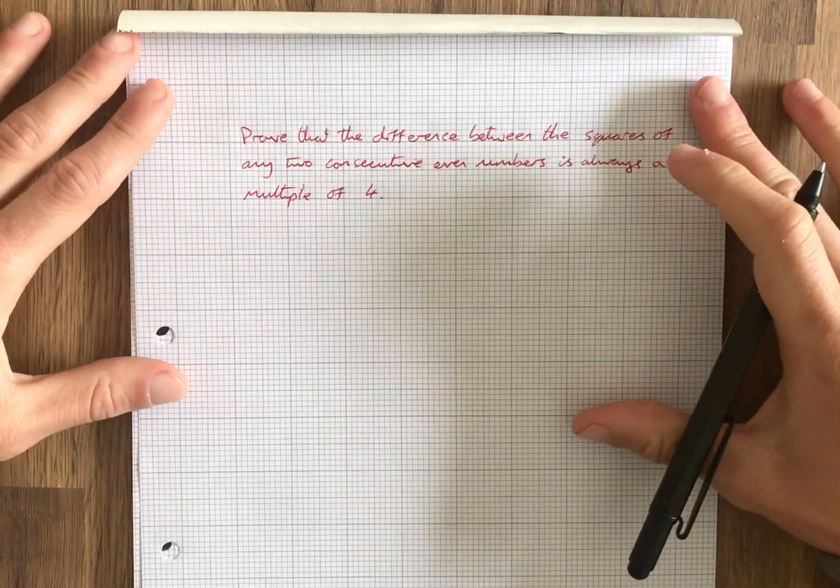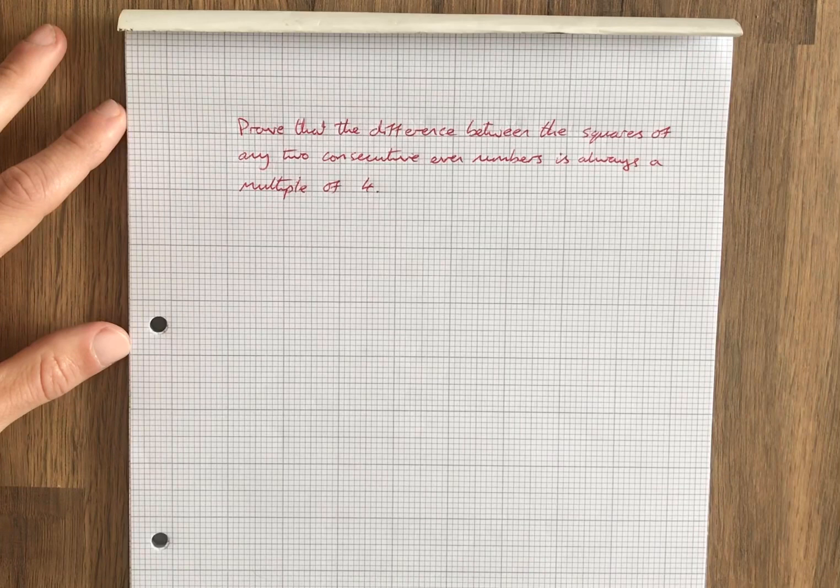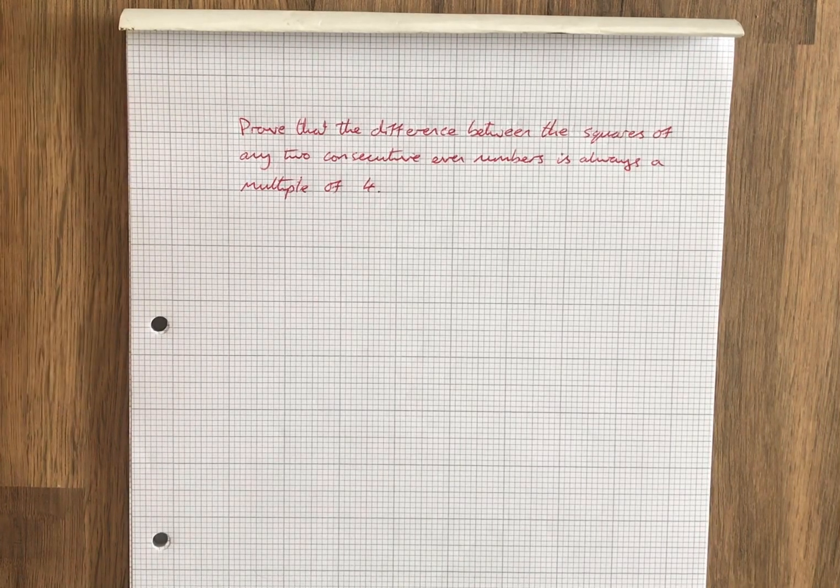Okay, that's our second example. And for the third example, this is going to be another one where we're going to need to form an expression. We're not going to be given the expression, we need to form it, we need to prove it. So the question here says that we're trying to prove that the difference between the squares of any two consecutive even numbers is always a multiple of 4.